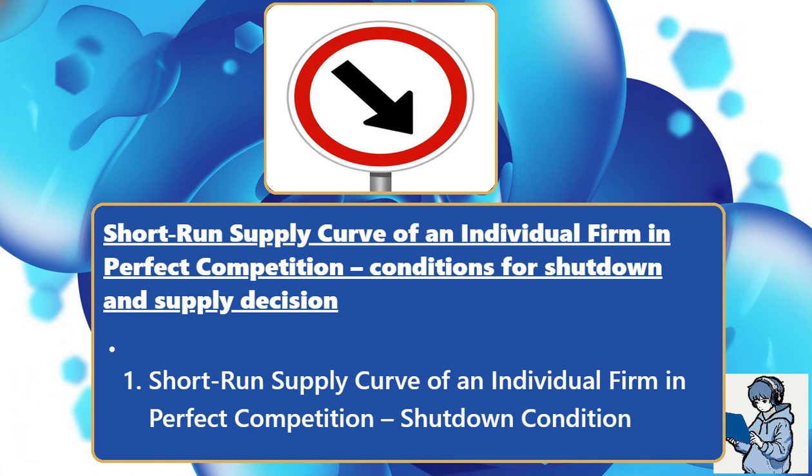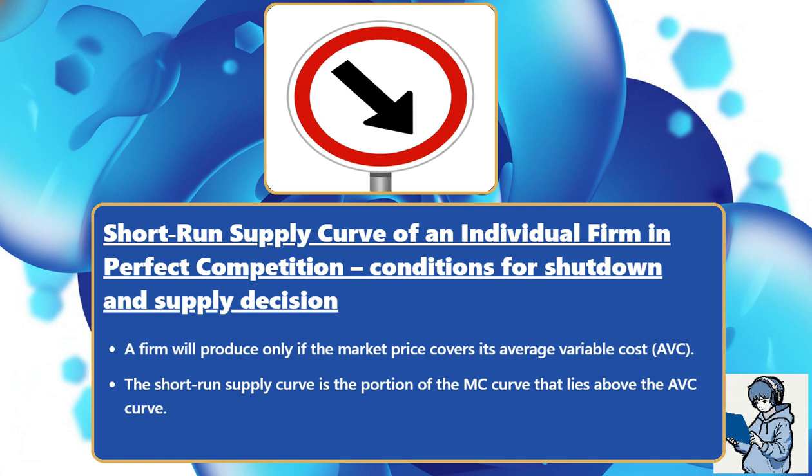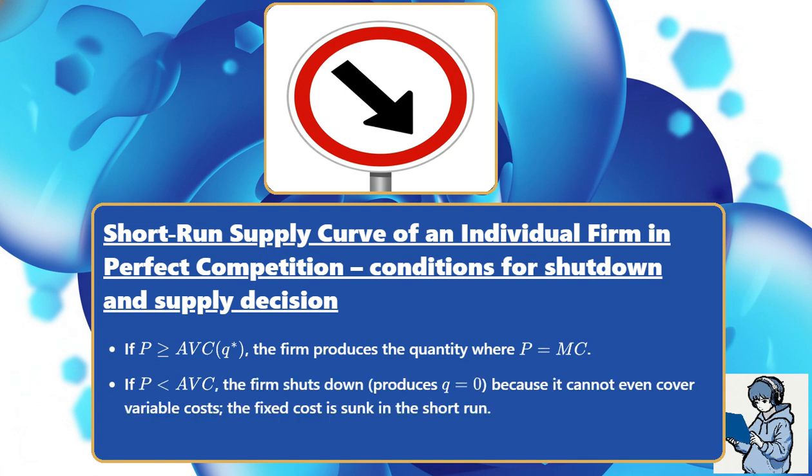3. Short-run supply curve of an individual firm in perfect competition, shutdown condition. A firm will produce only if the market price covers its average variable cost, abbreviated AVC. The short-run supply curve is the portion of the MC curve that lies above the AVC curve. Formally, if P is greater than or equal to AVC of Q star, the firm produces the quantity where P equals MC. If P is less than AVC, the firm shuts down, produces Q equals 0 because it cannot even cover variable costs. The fixed cost is sunk in the short run.